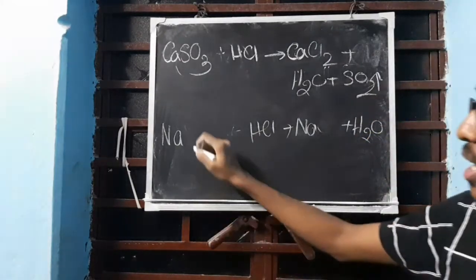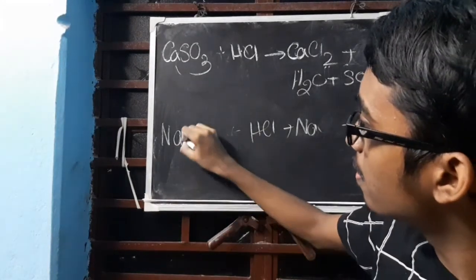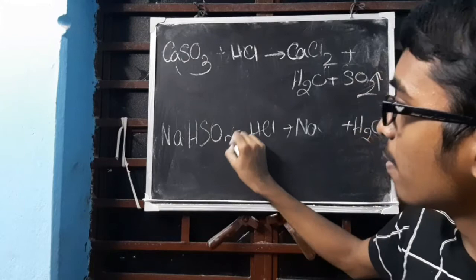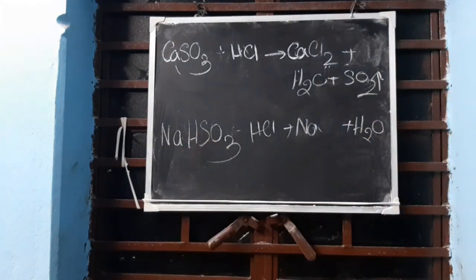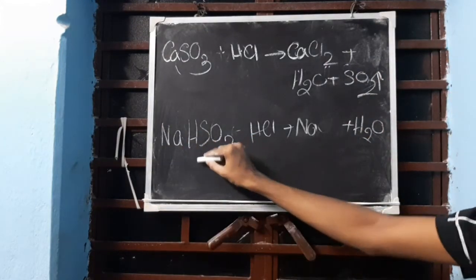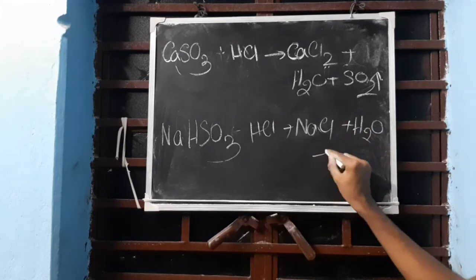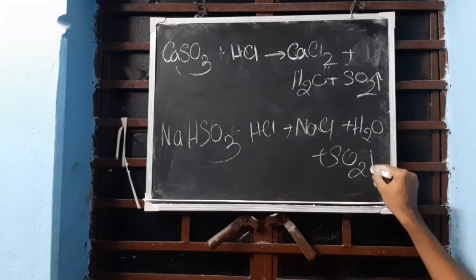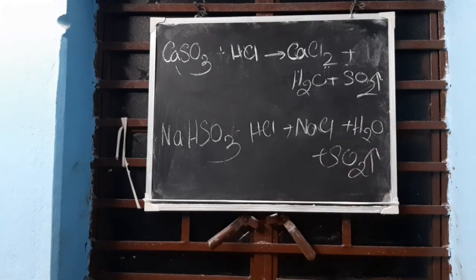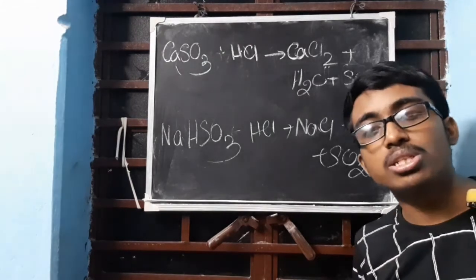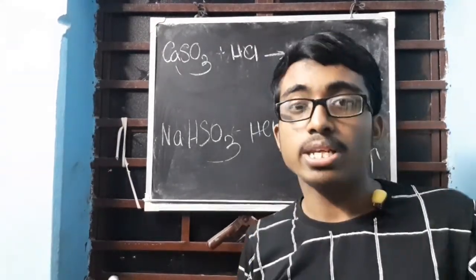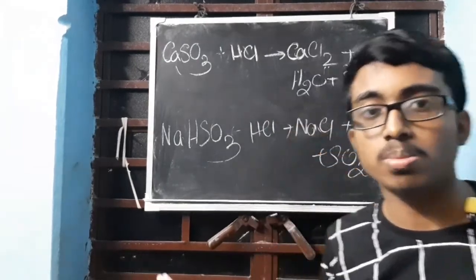Here if we write NaHSO3, what is that? Sodium bisulfite. What will be formed? NaCl as usual, H is already present, so what will be the other product? H2SO3, which will dissociate into H2O plus SO2. No other product is possible. Clear?